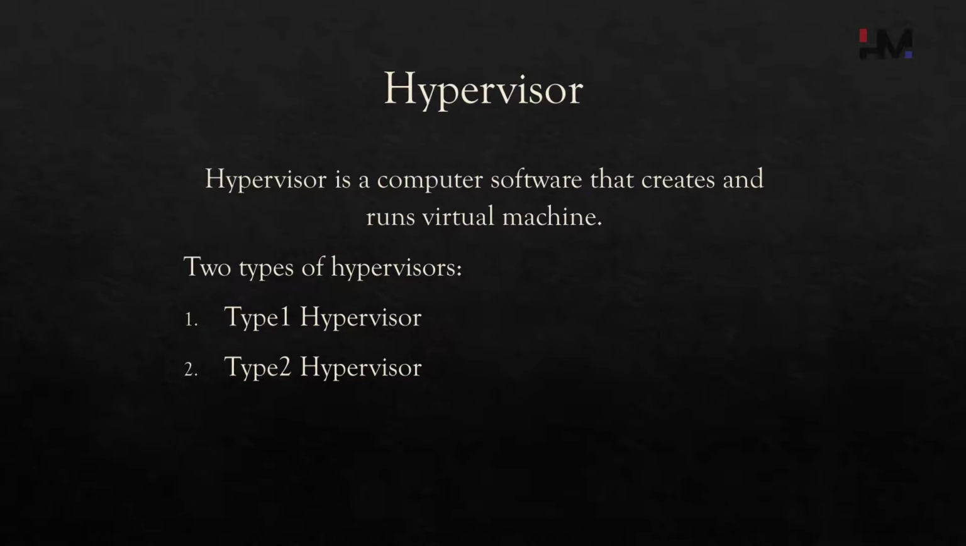That's all. What is meant by hypervisor? A hypervisor is just a piece of software, that's all, which helps to create and run a virtual machine. There are two types of hypervisors here, type 1 hypervisor and type 2 hypervisor. I mean, they are named in that way only. They don't have any different name, thank God.